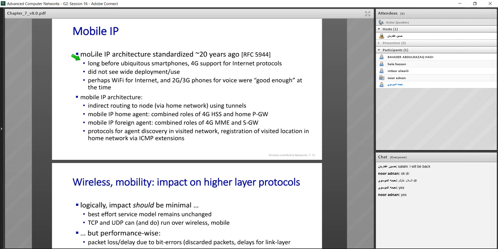At that time, 20 years ago, the number of wireless networks and the number of wireless devices connected to the internet was very small. It was just a few devices and networks that had been established at that time.